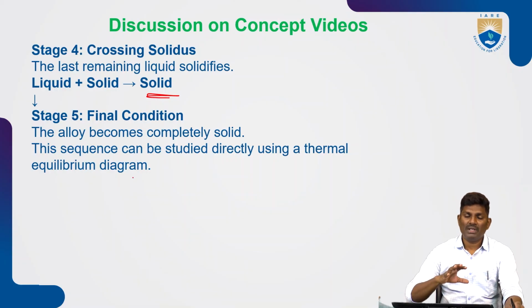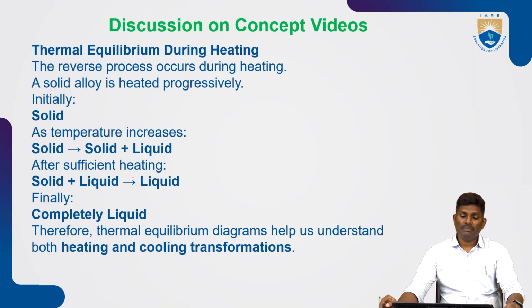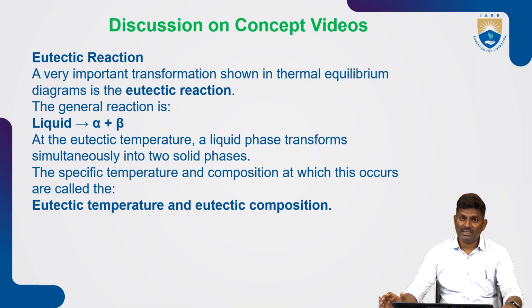With the help of the thermal equilibrium diagram, you first heat the metal, so it is completely in the liquid form, and slowly if you reduce the temperature, the liquid is converted into liquid plus solid, and further if you decrease the temperature, the liquid plus solid finally fully transforms to a solid. This is the transformation you have to observe, step by step, inside during the thermal equilibrium process. The thermal equilibrium diagram helps to understand both heating as well as cooling transformations.